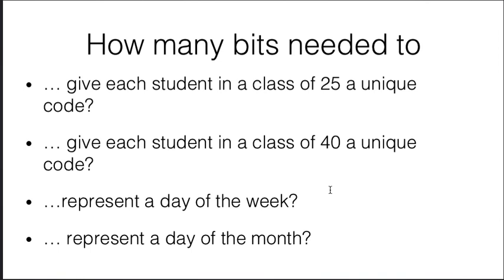So how many bits would you need to give each student in a class of 25 a unique code? You needed 5 bits when you had 20 students. With 25 students, how many did you need? Five again. What about if you had 40 students in the class? 8 bits would allow you to do 256. So that's overkill. 7 bits would allow you 128. 6 bits would allow you 64. But 5 bits would only allow you 32. So 5 bits isn't enough. So you'd need 6.